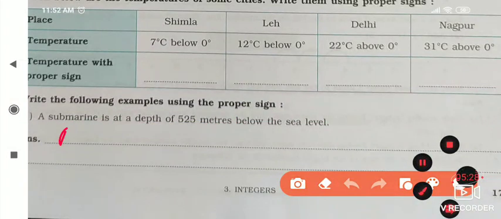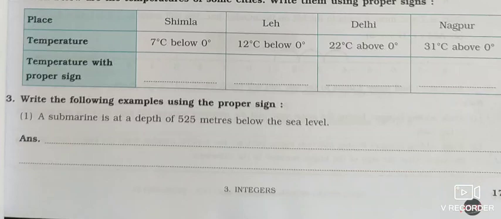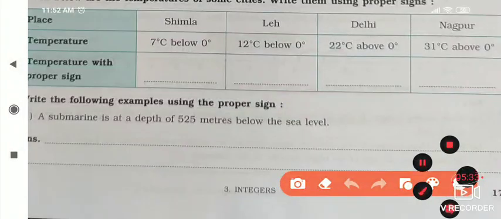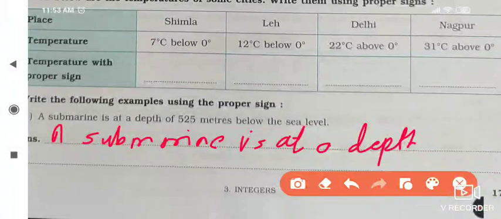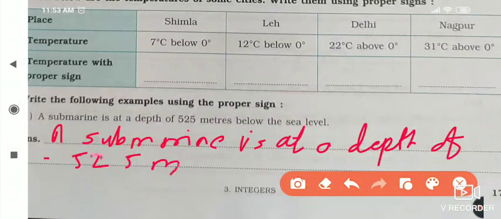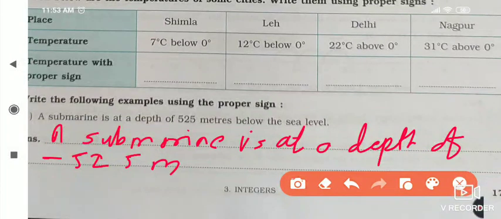So how to write here? A submarine is at a depth of negative 525 meters, the sea level.